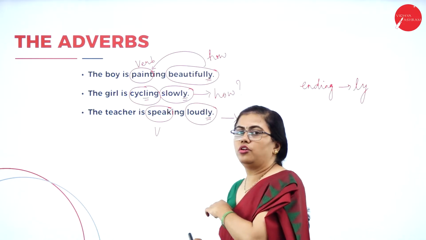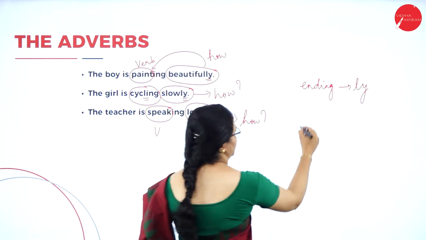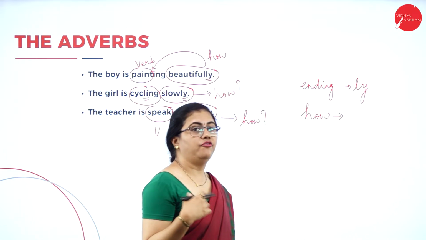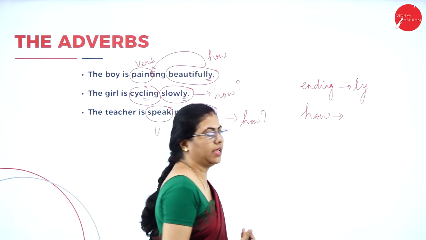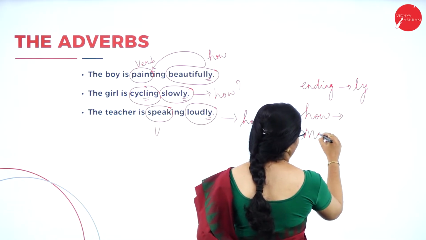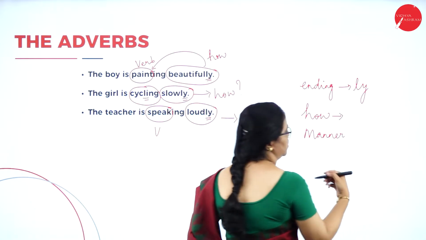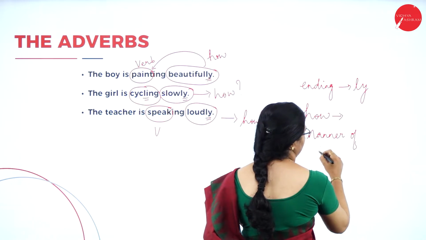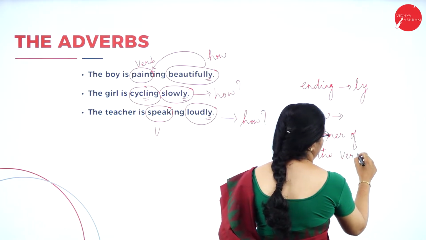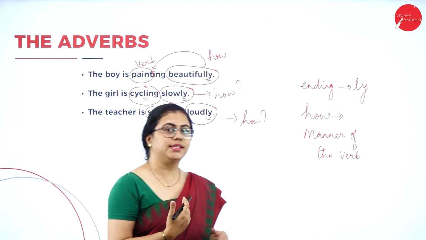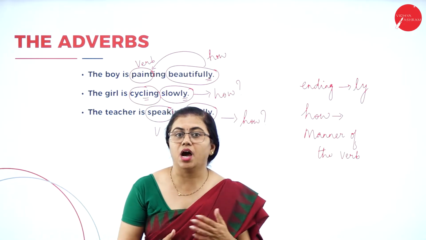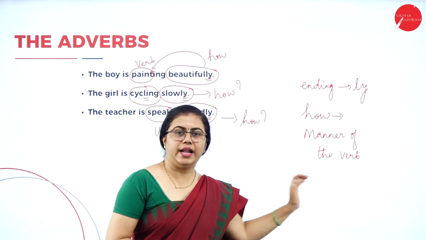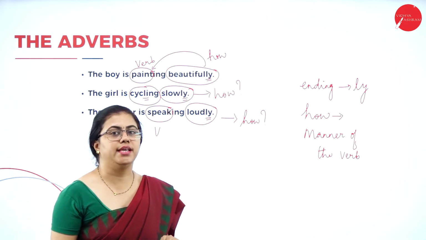Okay, so all of them are answering the question how. That means they are telling us the way in which the verb is taking place, the manner of the verb. So what I mean to say is any word that describes how the work is happening, how the verb is taking place, that is called an adverb.